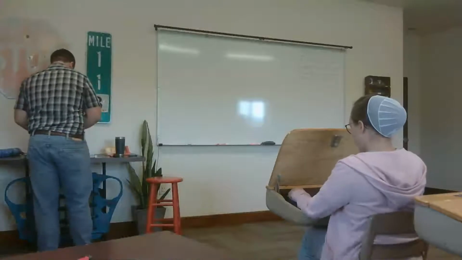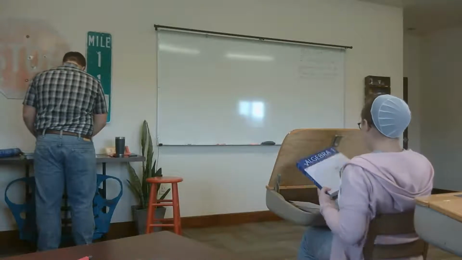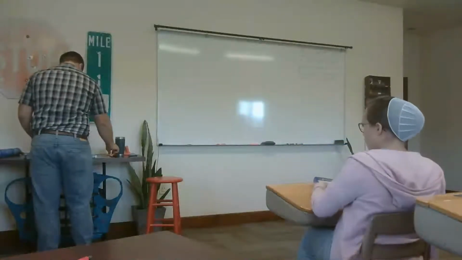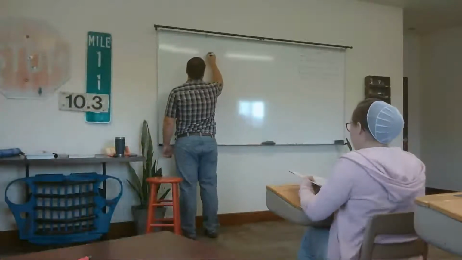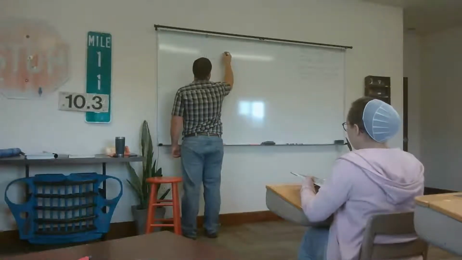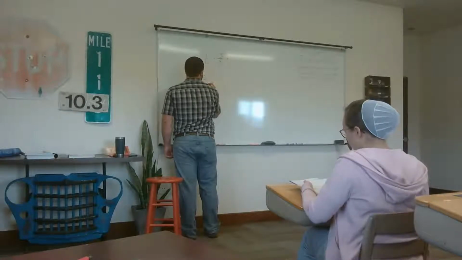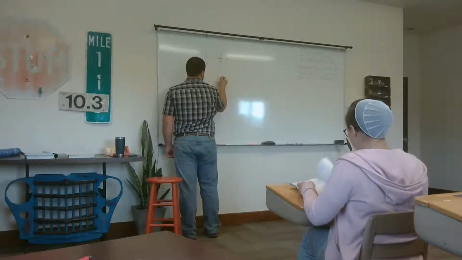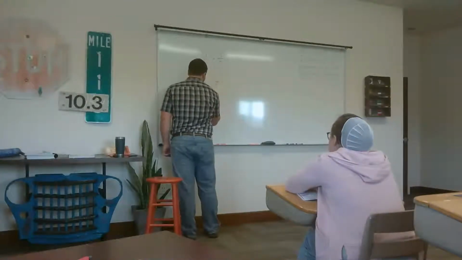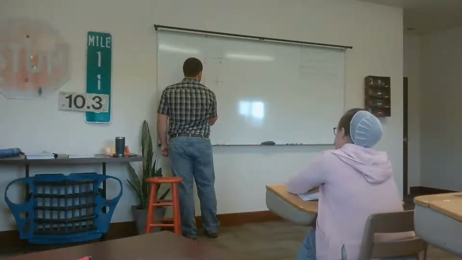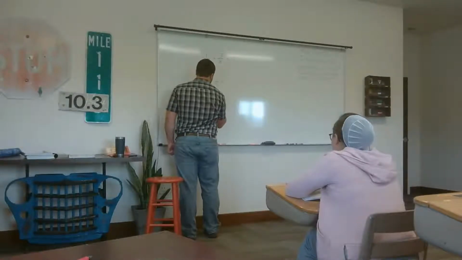Sorry it took so long. We are here. We're going to add and subtract. We're going to add 1/16 plus 3/8, and we're going to subtract 3/4 minus 1/5. And we're going to multiply 2/3 times 1/2.